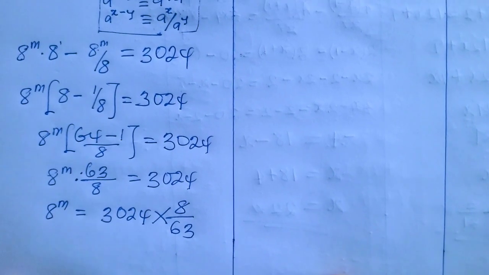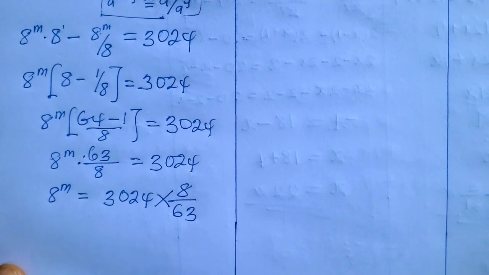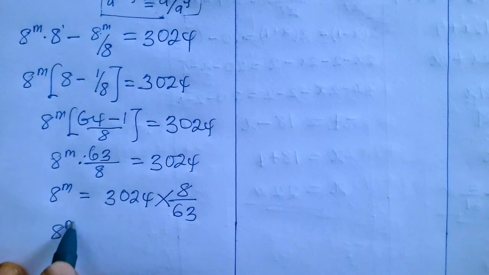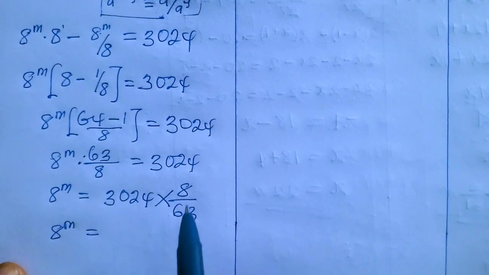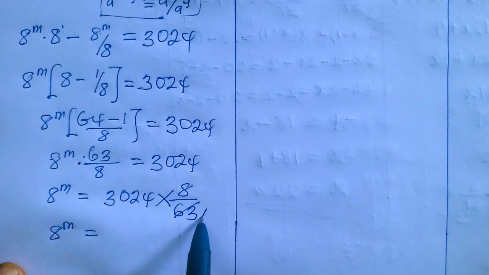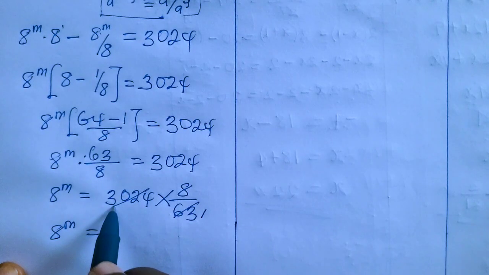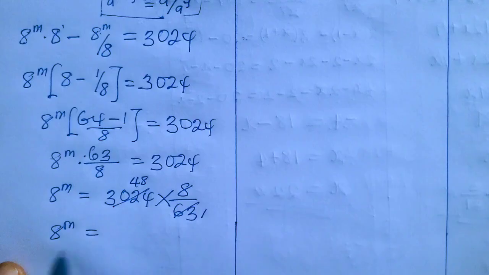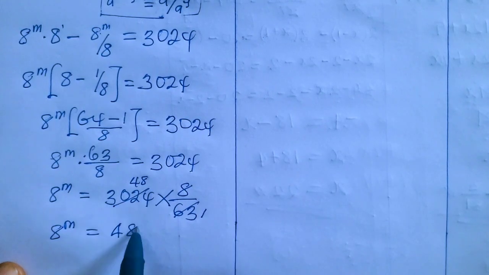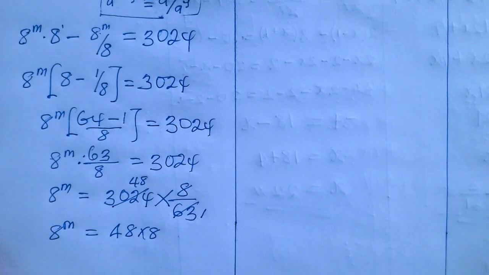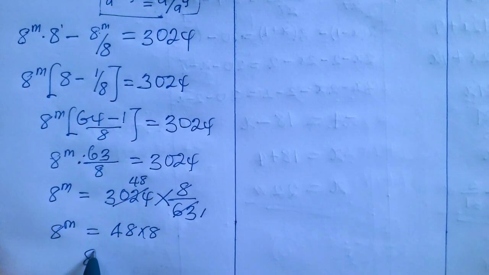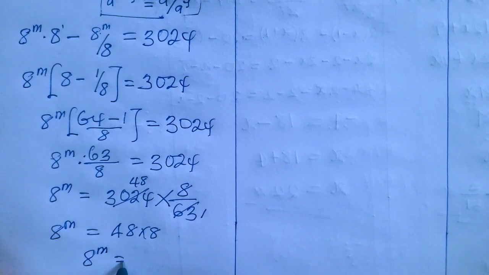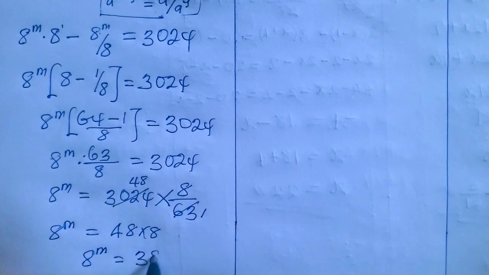The equation becomes 8 to the power of m equals, 63 divides 3024 to give us 48, and we have this equals 48 multiplied by 8. In this case, we multiply this out, and we have that 8 to the power of m equals 384.